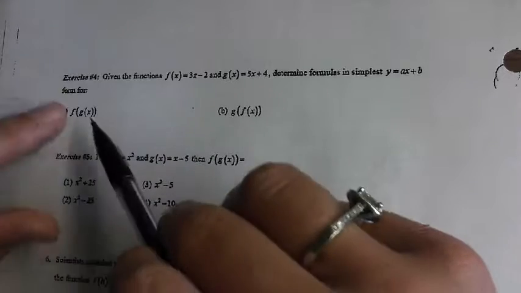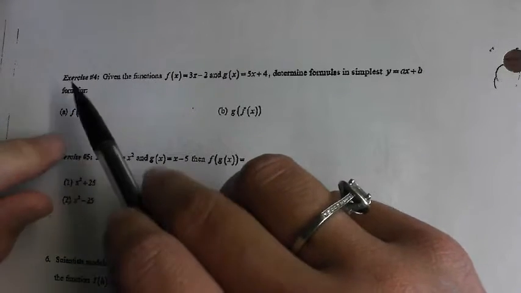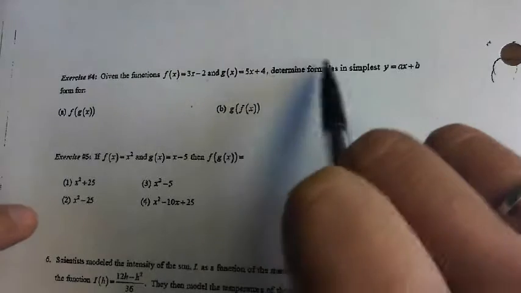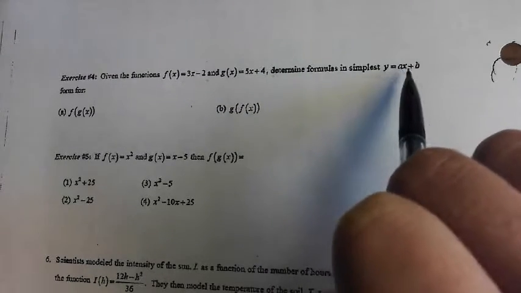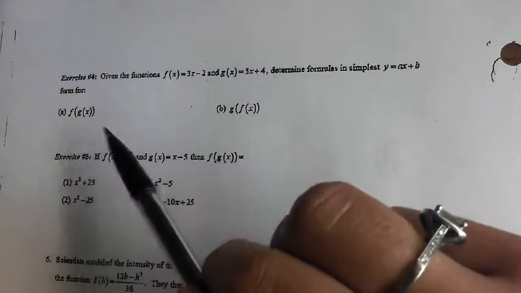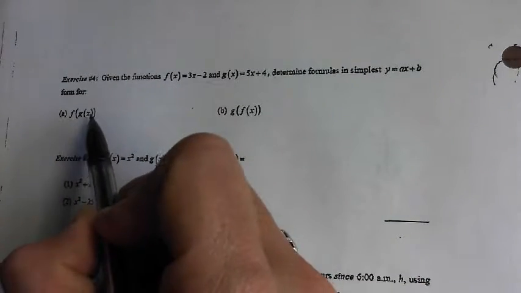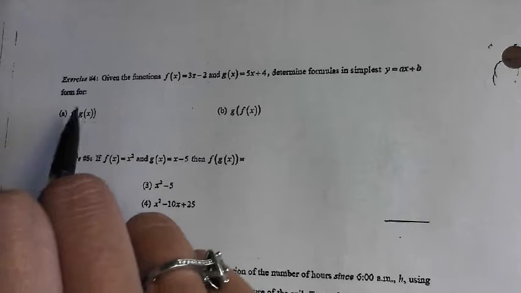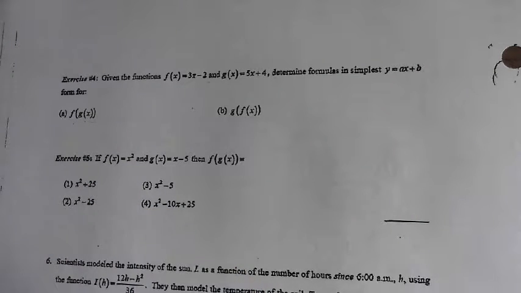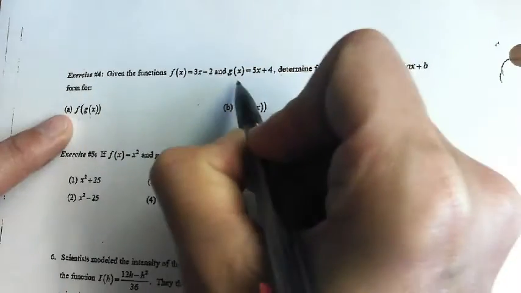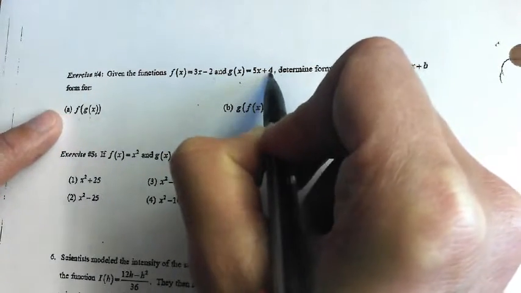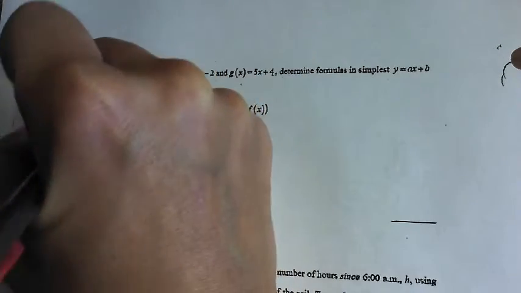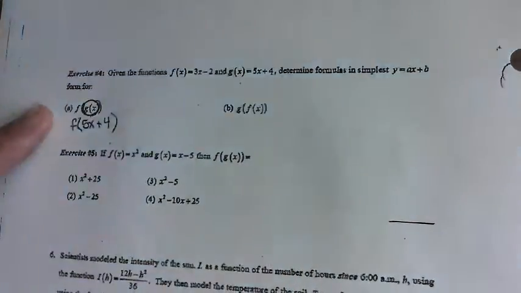Okay. So on the back, this is a little interesting because it's not asking us for f of g of a number. It's asking us for f of g of x. Given the functions, here f is a linear, g of x is also just a different linear, determine formulas in simplest y equals ax plus b form for f of g of x. So normally, if that x was a number, we would plug that number into g and see what we get, and then take that answer and plug it into f to see what we get. But because we don't have that number, g of x is just 5x plus 4. That's the best I can do. In f of g of x, the f stays, but g of x is just the equivalent of 5x plus 4, as stated above.